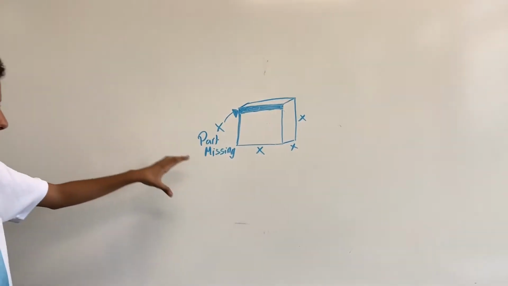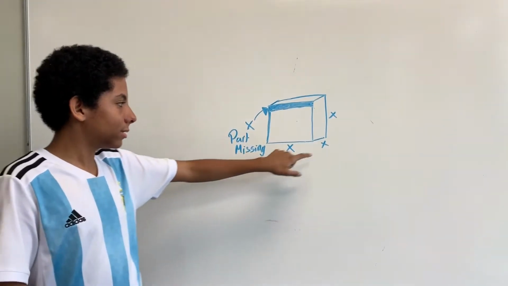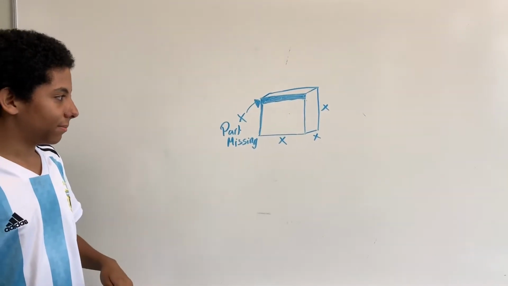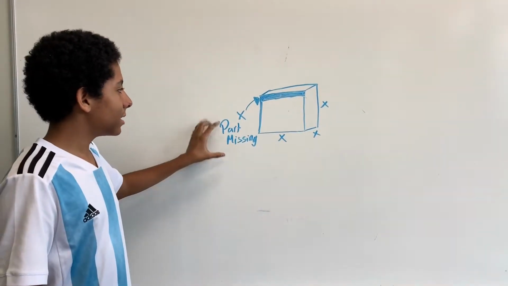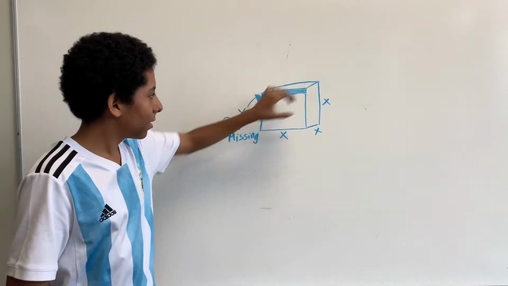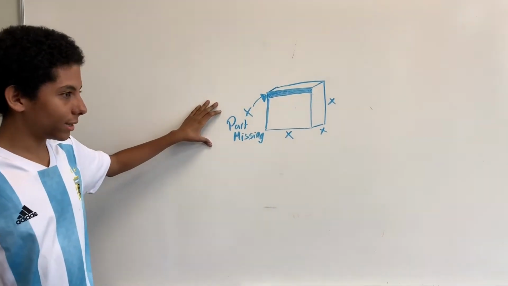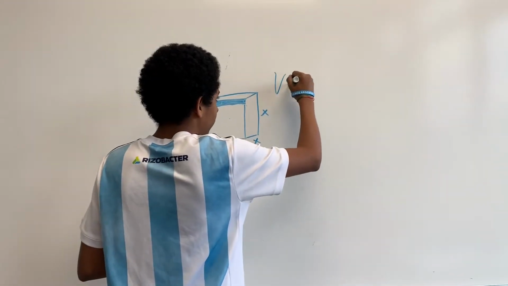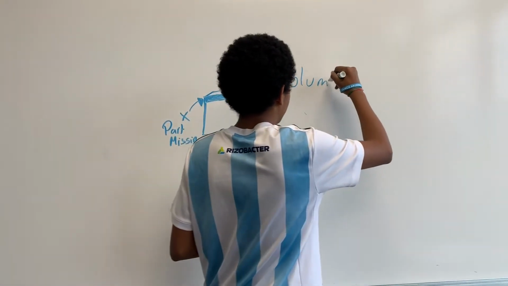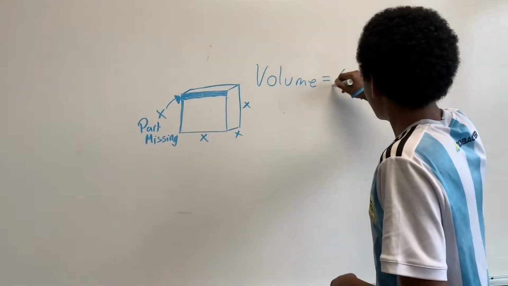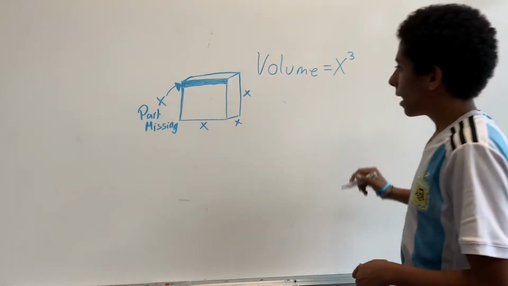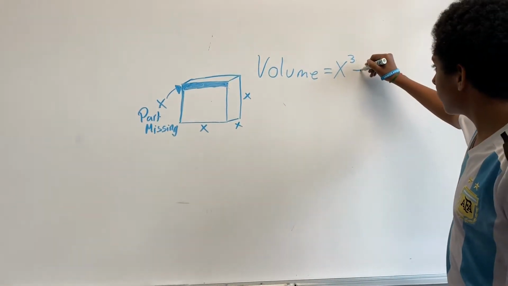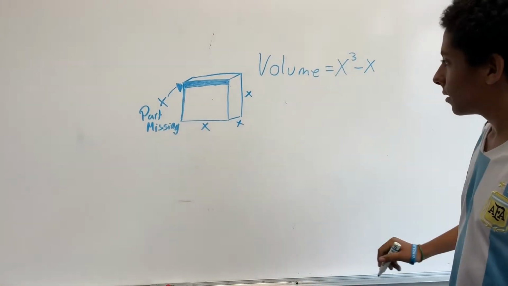Here is the cube of our problem. As we can see, all sides are x, because in a cube, all the sides are the same. There is a part missing in our cube. This part is also equal to x. To solve this problem, we have to first get the volume, which is x to the cube, but we do have a part missing. So this means it is minus x.